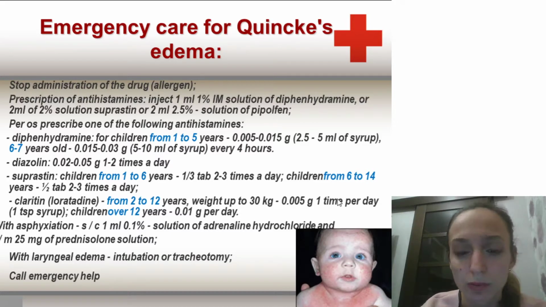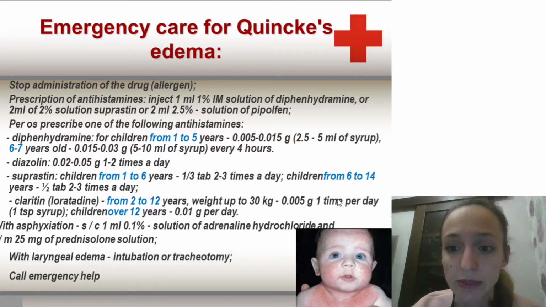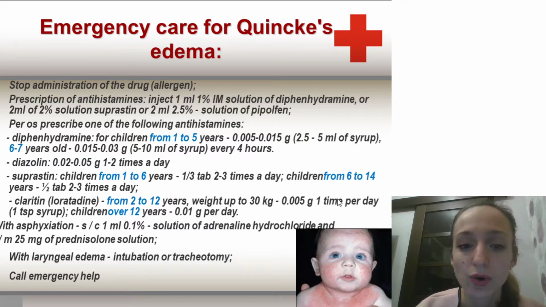You should inject 1 milliliter of 1% solution of diphenhydramine, or 2 milliliters of 2% solution of chloropyramine, or 2 milliliters of 2.5% solution of promethazine. Per os, you should prescribe one of the following antihistamines. Diphenhydramine for children from 1 to 5 years, in grams of syrup, and for 6 and 7 years, and you should give it every 4 hours.